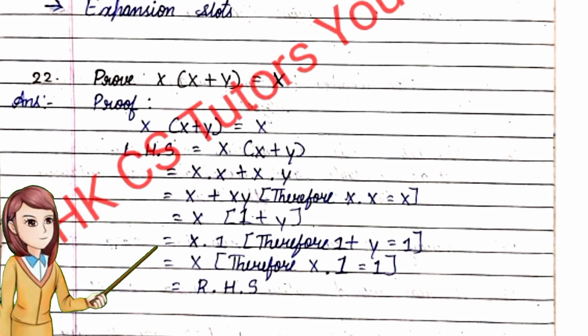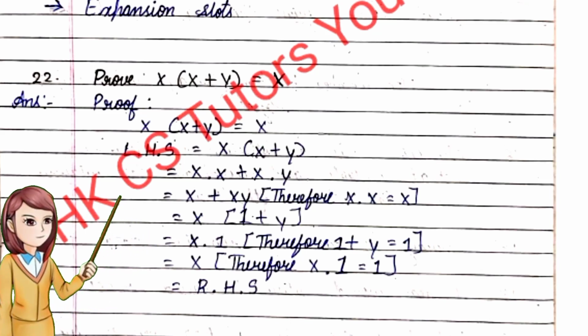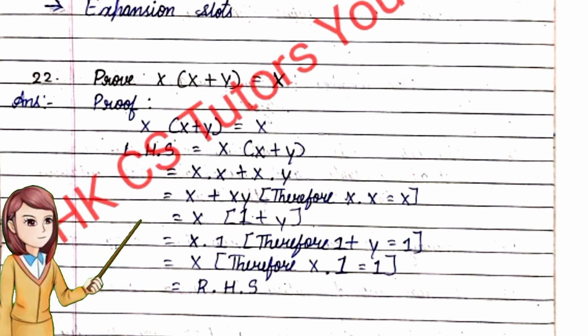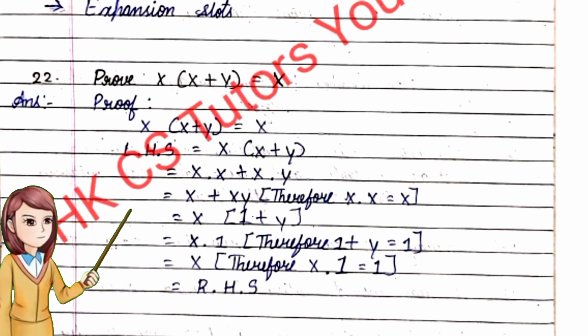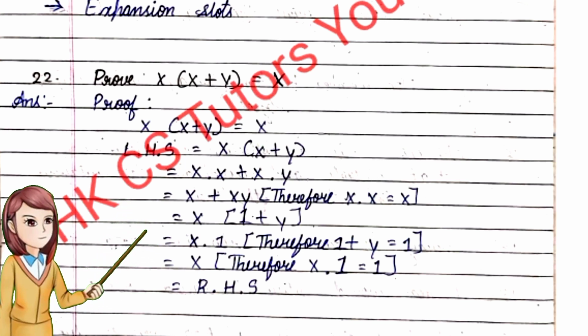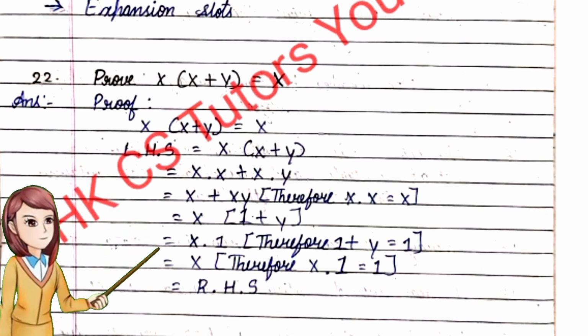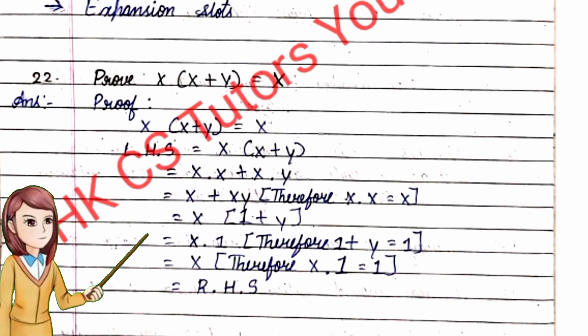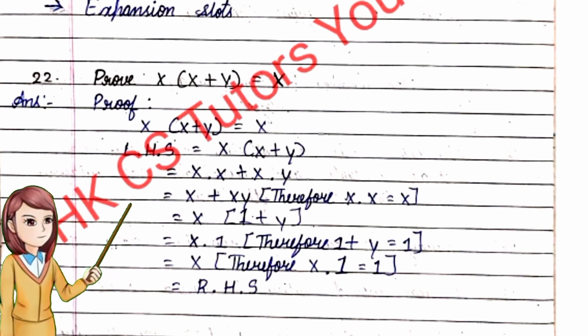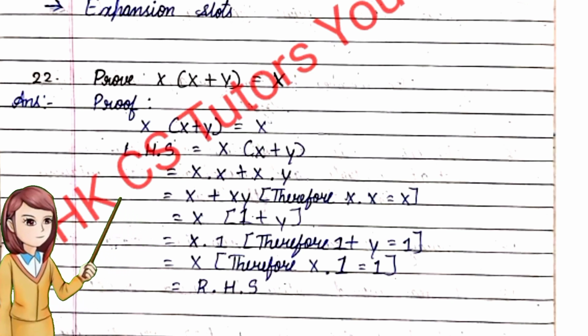Proof. Here we have LHS x into x plus y. In x into x, we have to take a common x, so the remaining expression will be x into x plus x into y, that is x plus x into y. We have to take x common one more time. Then the expression will be x, inside the bracket we have 1 plus y. x into 1, because 1 plus y equals 1. So the answer is x. We have proven x. So here we have our RHS equals x.